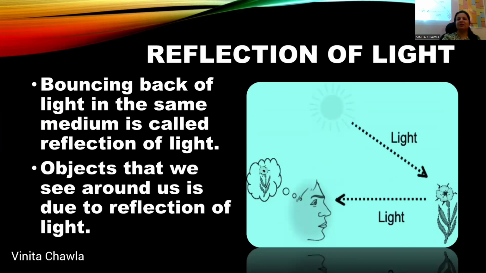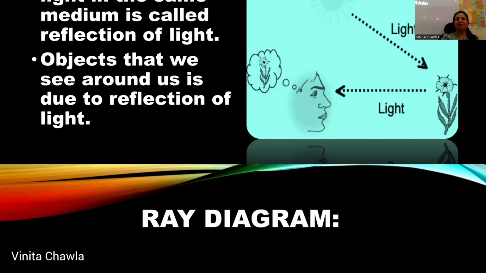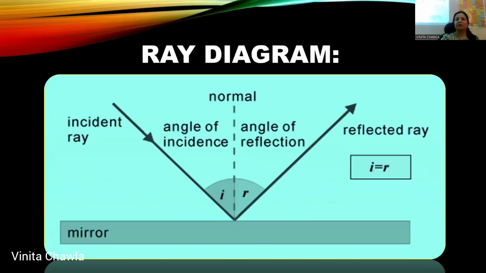The objects that we see around us are due to reflection of light. Next we have ray diagram. This we had done in lower classes as well. How do we draw it? First we draw a mirror, then we draw the incident ray. And this is the point of incidence. We write this point as point of incidence, and at the point of incidence we draw a normal.